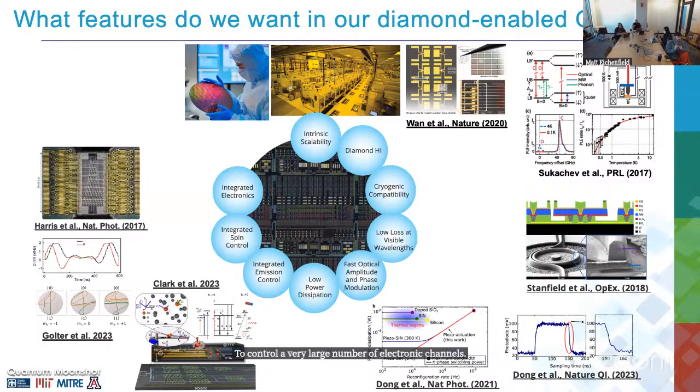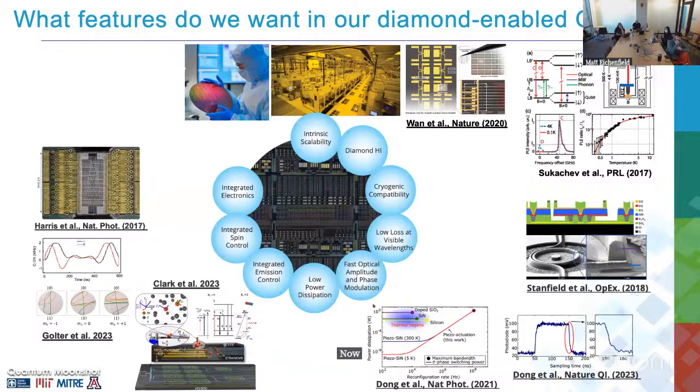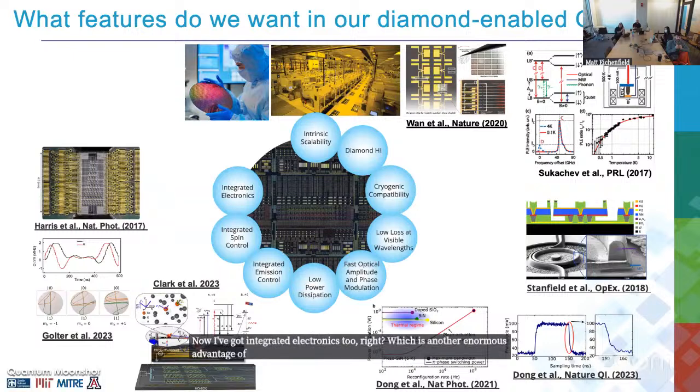So what that means is that if I can make my photonics process in a CMOS foundry, if in addition, I can make it on top of the CMOS in a way that doesn't destroy the CMOS, now I've got integrated electronics too, right? Which is another enormous advantage of making these devices in CMOS compatible processes and CMOS fabricated processes, okay?